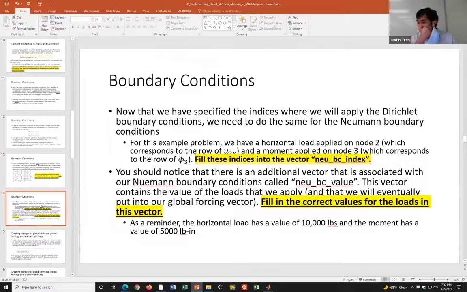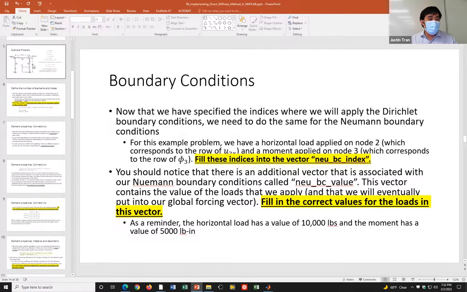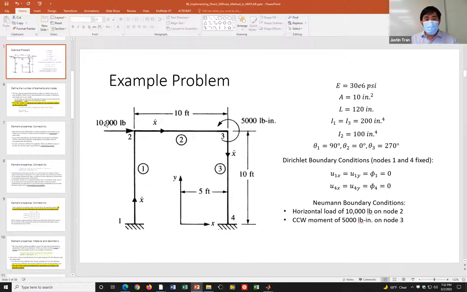Now let's do the same thing for the Neumann boundary conditions. For the Neumann boundary conditions, we have two modes that are being applied. And so we have a horizontal load on node 2, and we have a rotational load on node 3.